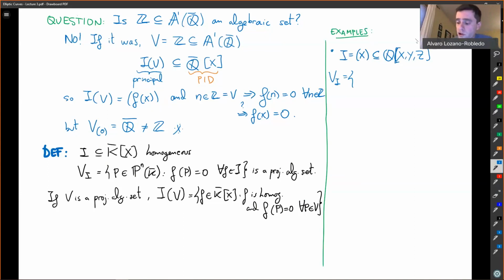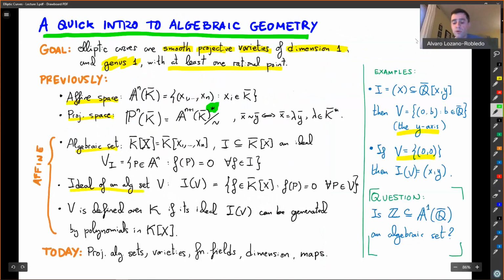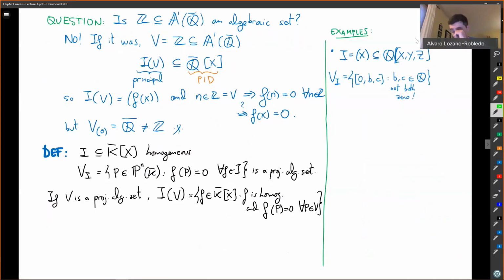So the x coordinate has to vanish. Those are the points with x equals 0, and then b, c, such that b and c are in Q, and not both 0. When you define projective space, remember that we don't consider the 0 vector. The 0 vector doesn't define a line through the origin. So that's what that star is about. Those are the points in P2 that correspond to that ideal, and that is a projective algebraic set, and it corresponds to a line in the affine plane, the y-axis.